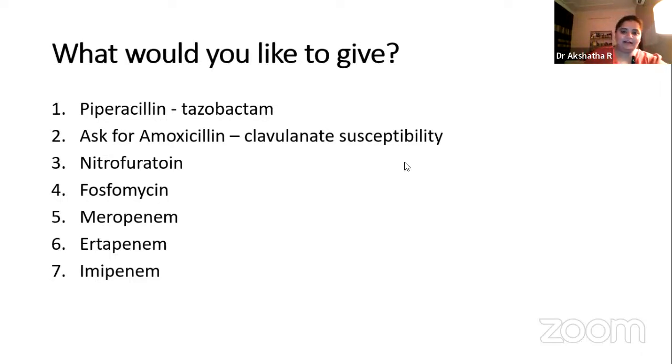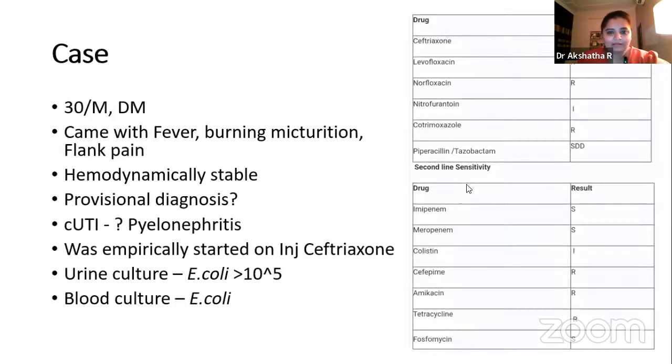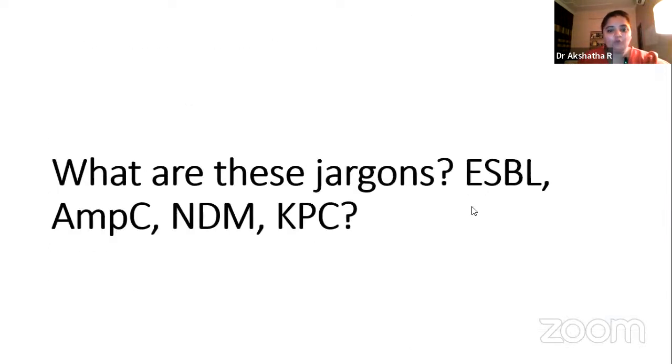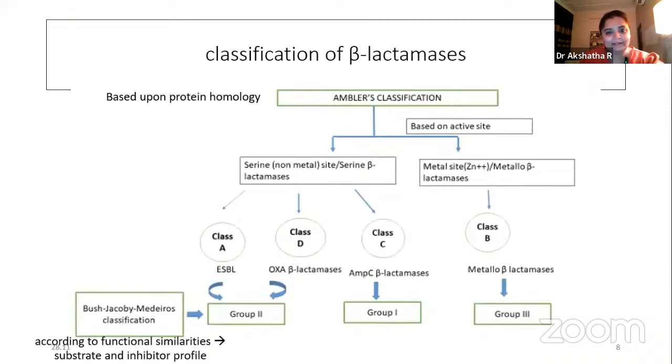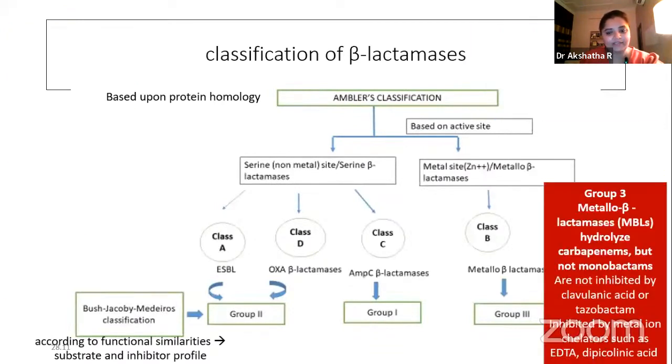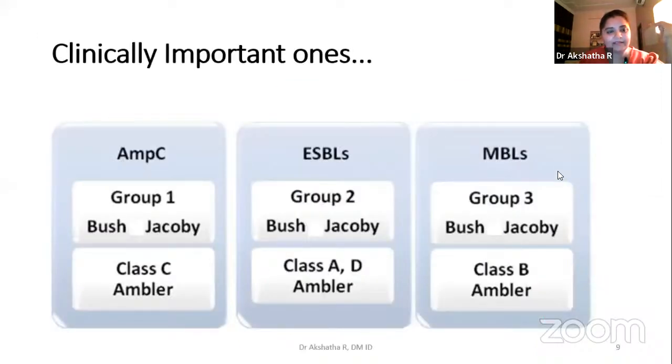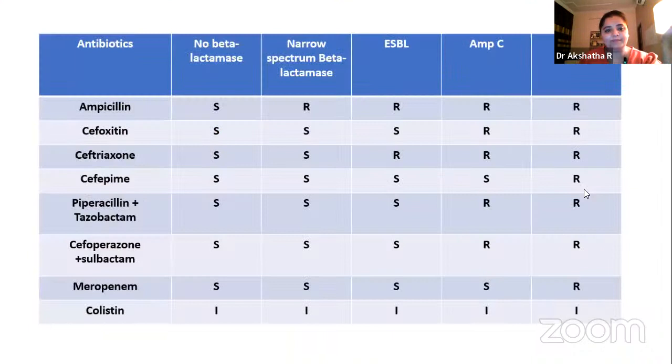Okay, let's address each point in this. So this is why you need to understand how to interpret a culture report. So what are these jargons: ESBL, AmpC, NDM, KPC? I'm not going into detail of this classification of beta-lactamase, which I have already discussed in my previous webinars. And clinically important ones are your ESBL, AmpC, as well as the MBL.